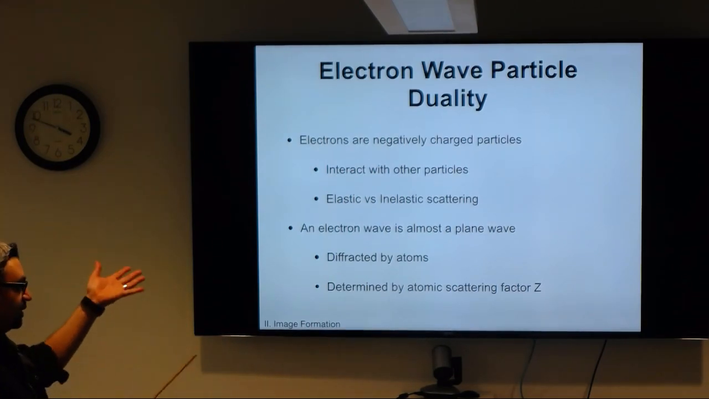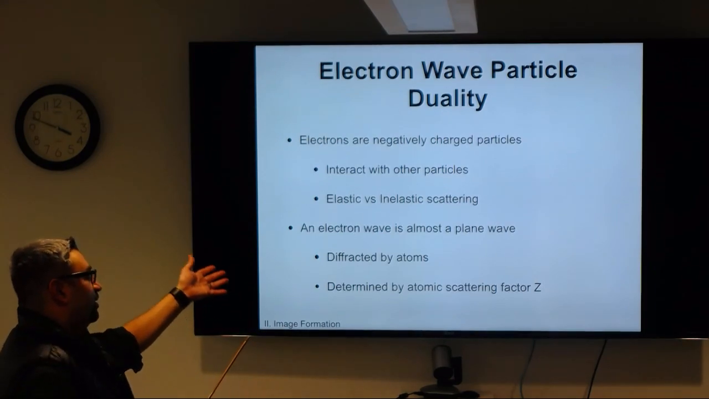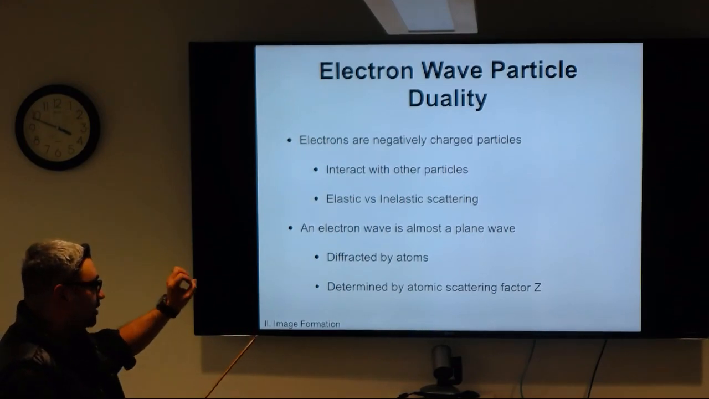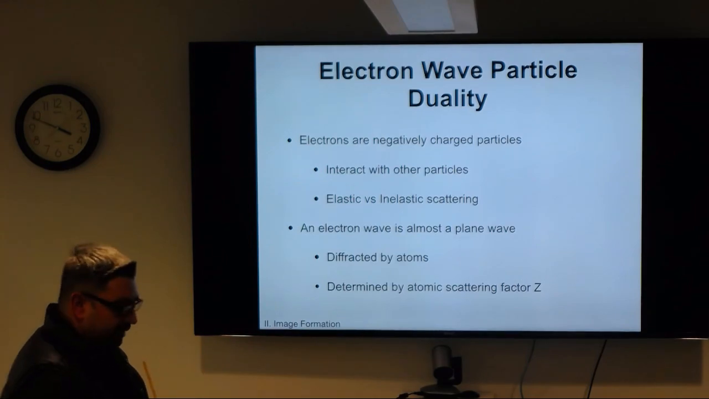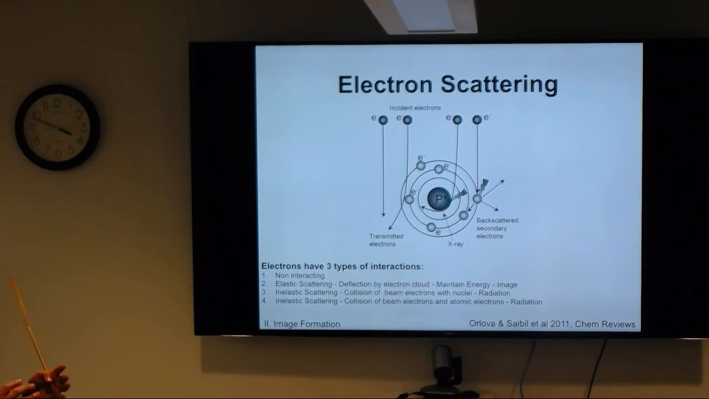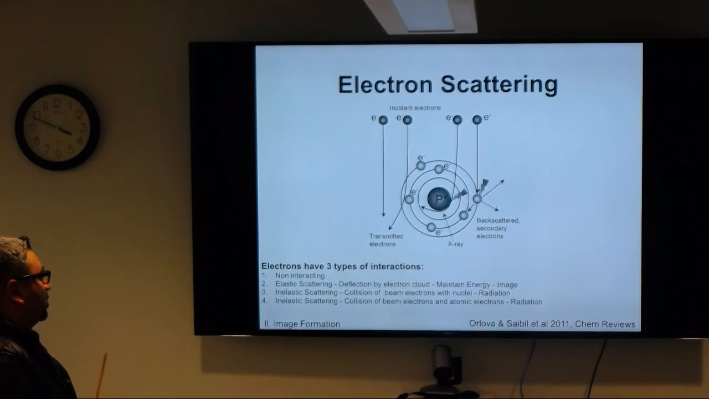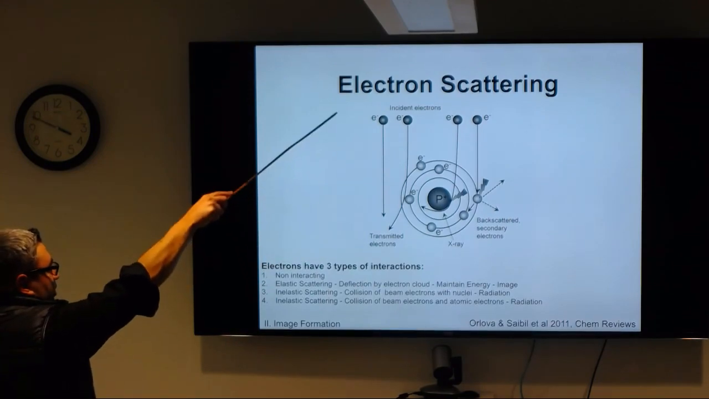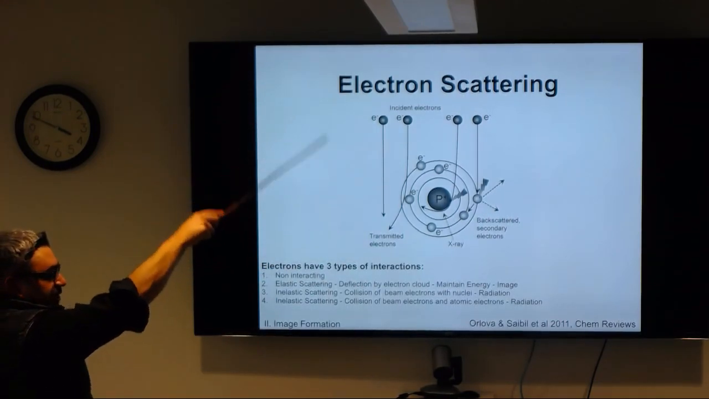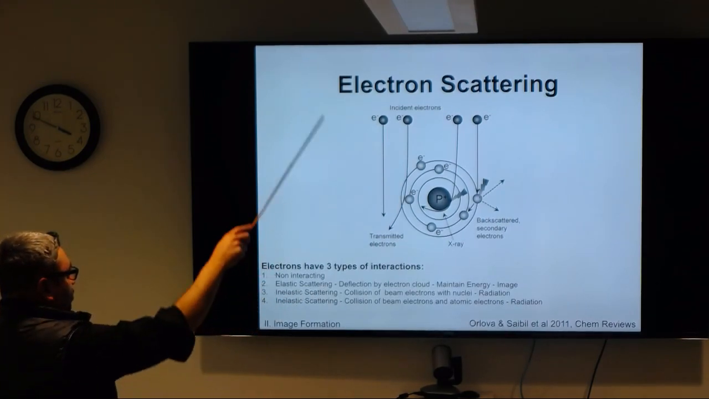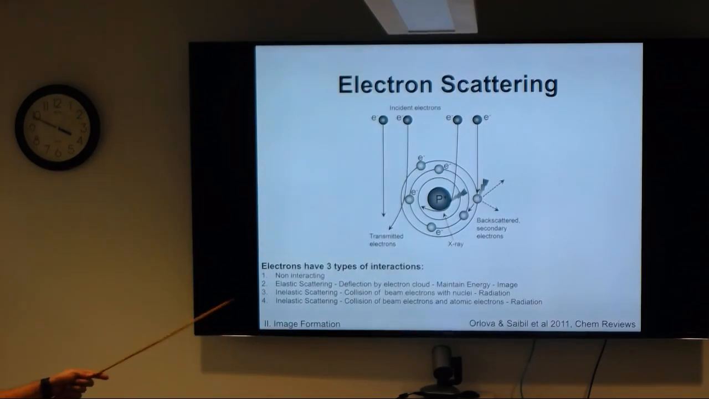Electrons are negatively charged particles. They interact with other particles elastically and inelastically. An electron wave is almost a plane wave, diffracted by atoms and determined by the atomic scattering factor Z. Okay, to understand this in more detail, electrons have 3 types of interactions. Firstly, you have your non-interacting electron, which just goes through and doesn't interact with anything. Then you have the elastic scattering electron, which gets deflected by the electron cloud and maintains its energy.